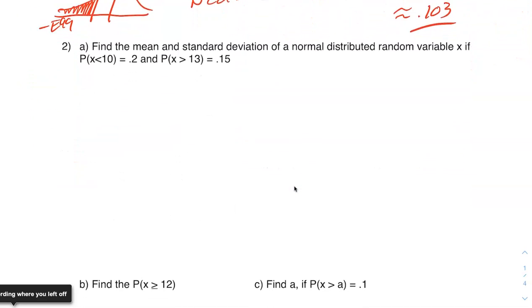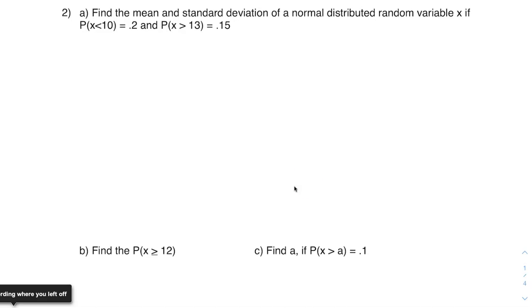Next question. Find the mean and standard deviation. So this one's missing both of them. Find the mean and standard deviation of a normally distributed random variable x if the probability that you're less than 10 is 0.2, and the probability you're greater than 13 is 0.15. So I'm missing both of them, so I have to do 2 of these equations, because anytime you're missing one, you do this equation. Oops, it's x. And since I'm missing 2, I'm going to do it twice.